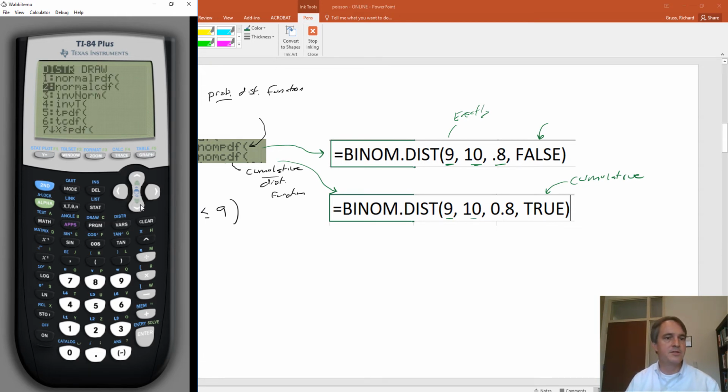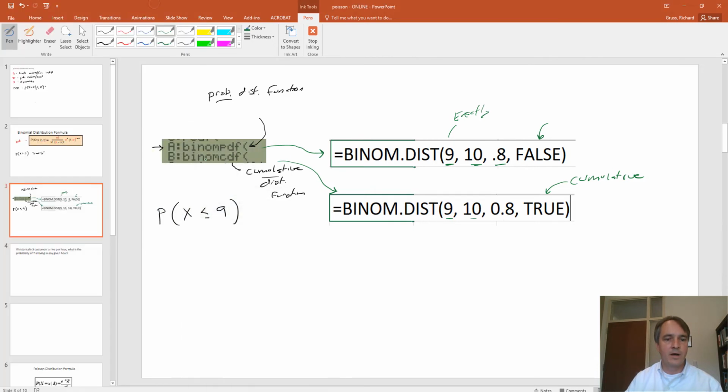So there's going to be the normal PDF and the normal CDF. We've got the chi-square PDF, the chi-square CDF. So they come in these pairs, F PDF, F CDF. That principle is going to apply to all of these cases, where you use the PDF for a particular value and the CDF for some kind of cumulative value of less than or equal to.